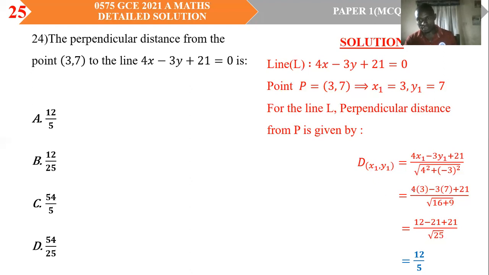Now, simplifying, we have 4 times 3 minus 3 times 7 plus 21. 4 times 3 gives 12. 3 times 7 gives 21. Negative 21 plus 21 cancels to give 0 here. And what we are left with is 12 over the square root of 25. And the square root of 25 is 5. So the answer is 12 over 5, and it is A.